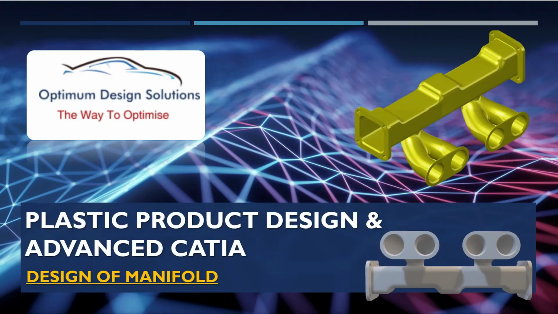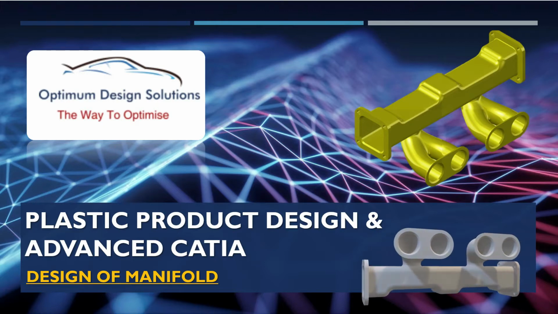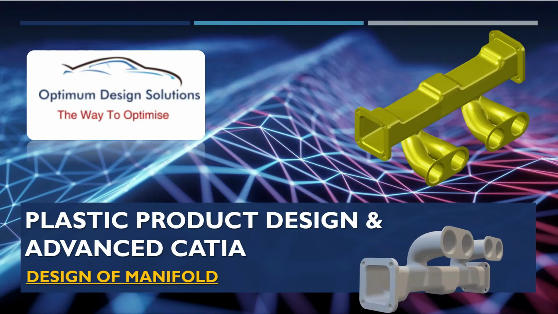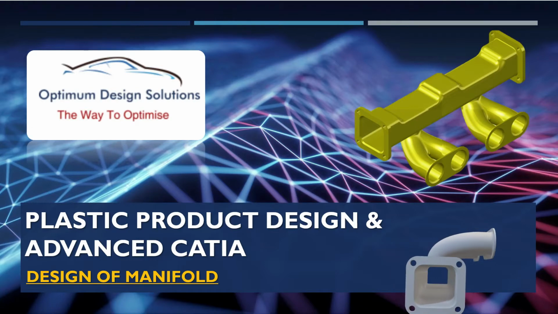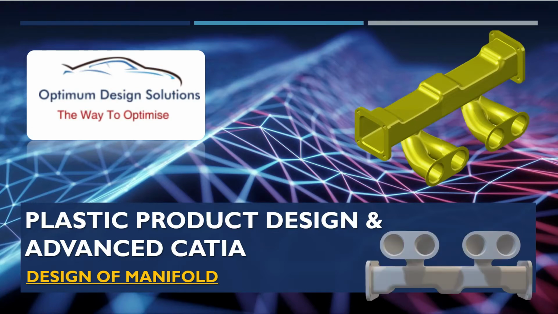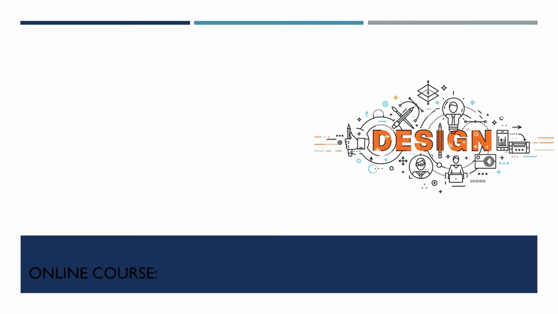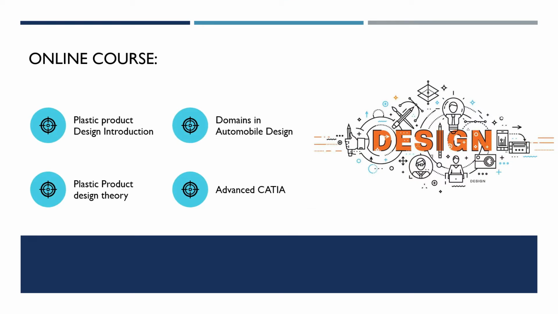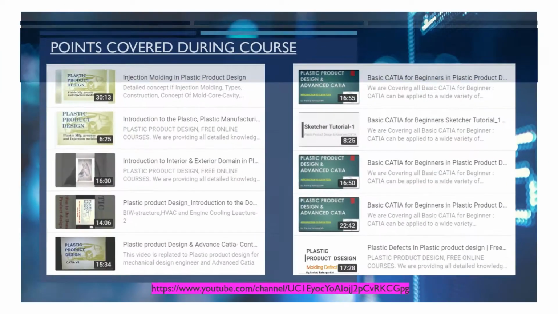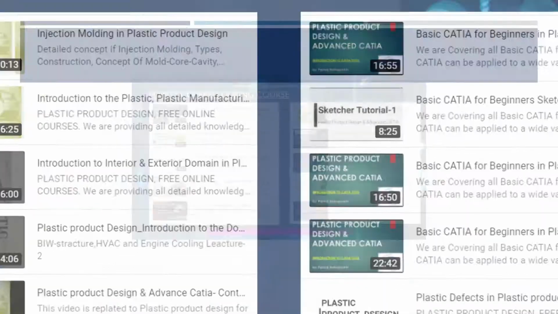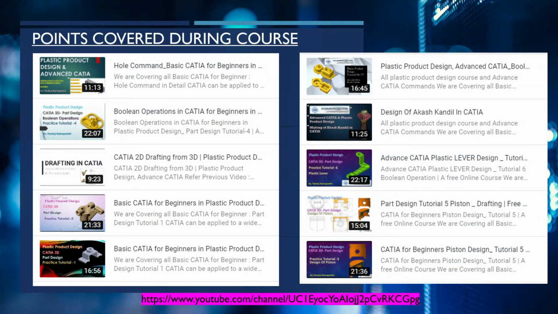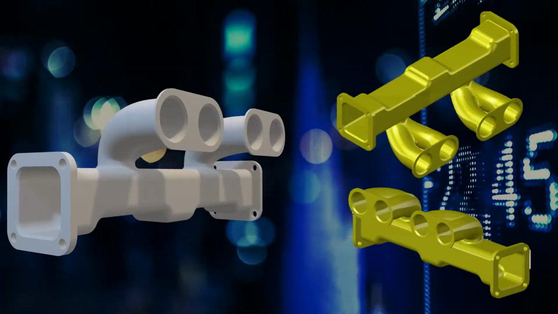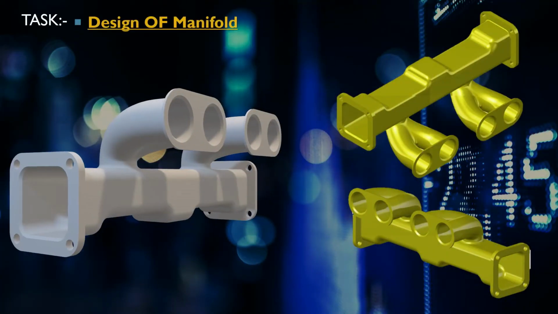I am Pankaj Ratnaparkhi. Once again, we'll start our free online course, that is Plastic Product Design and Advanced CATIA. Today, we are going to design an interesting part of an automobile, that is the design of a manifold. So those are the online course content, and we are at Advanced CATIA. The points already covered during the course and videos are available on the YouTube channel. So without wasting time, we'll start the design of a manifold.